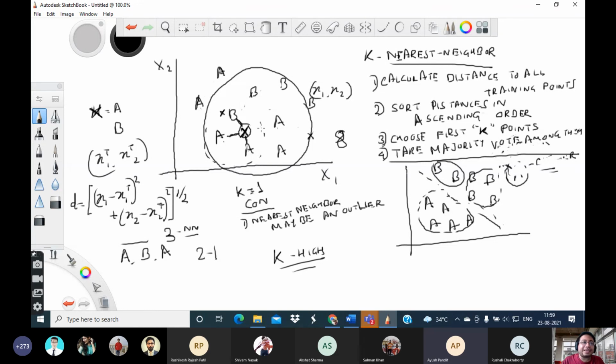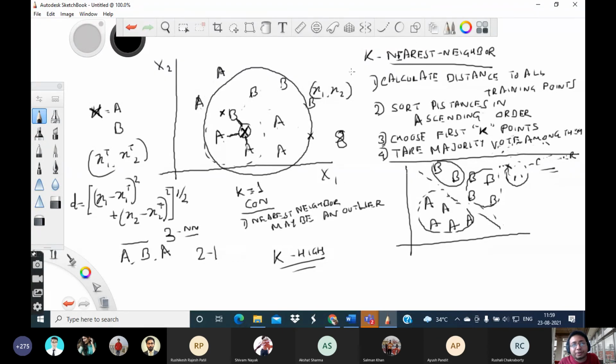Right. So basically, if k is too large, then the concept of neighborhood will be lost. We may end up reflecting the biases of the entire data set, or a large part of the whole data set. So what is the basic idea of nearest neighbor?